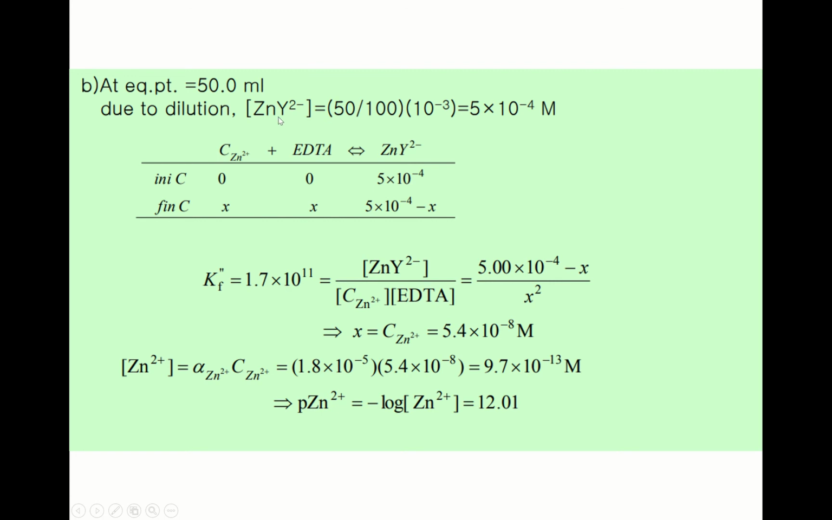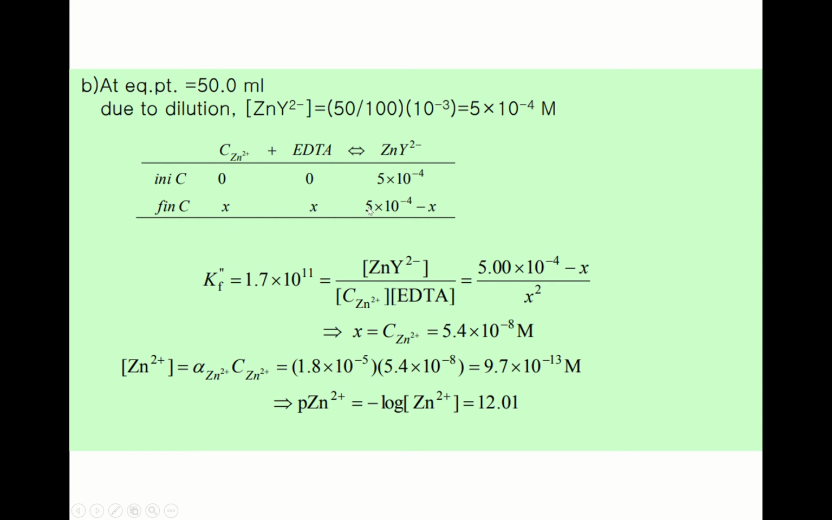Just half of the initial zinc ion concentration, right? Because the zinc ion and the EDTA concentrations are the same, which is 5 times 10 to the minus 4 molar. Okay, and then we can write it this way. We start from the zinc EDTA complex, and then it dissociates, although only slightly, into free zinc and free EDTA.